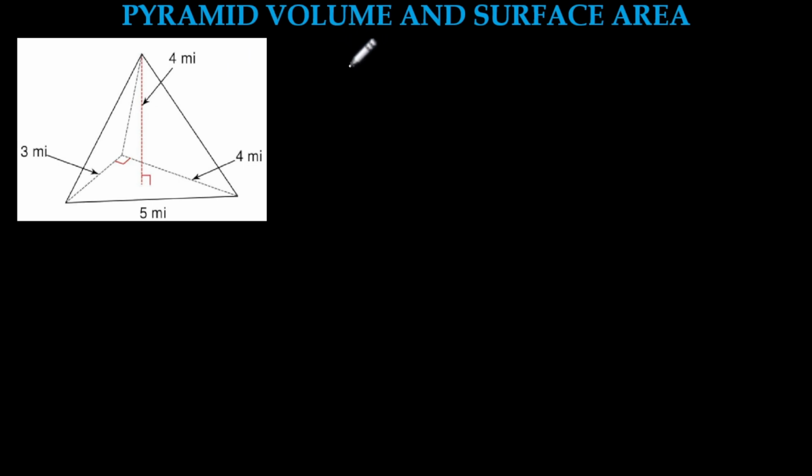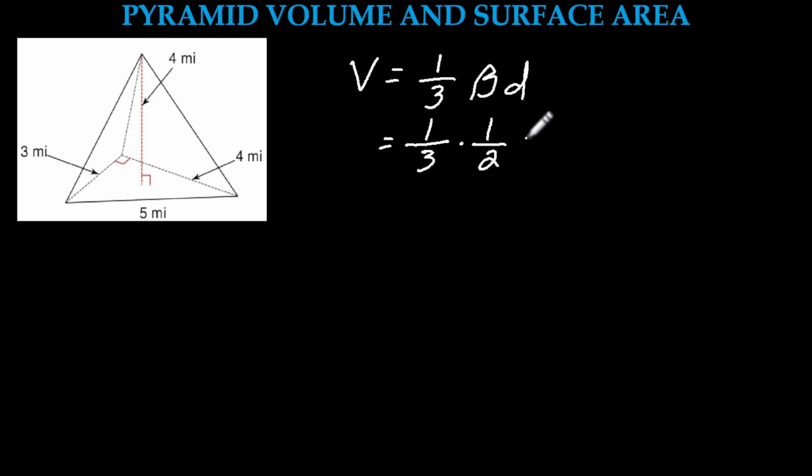So to find the volume, we start with the generic formula for the volume of a pyramid, which is 1/3 B times D, where B is the area of the base. In this case, B is a triangle, so we're going to put inside 1/2 base times height, and we're going to bring down that D. So substituting, we have 1/3 times 1/2.